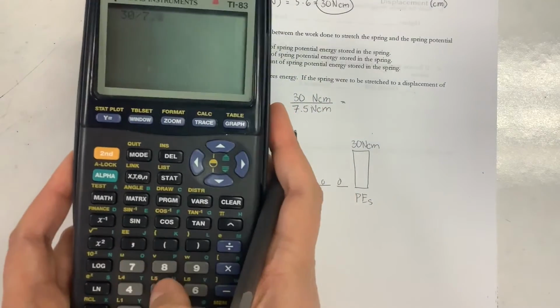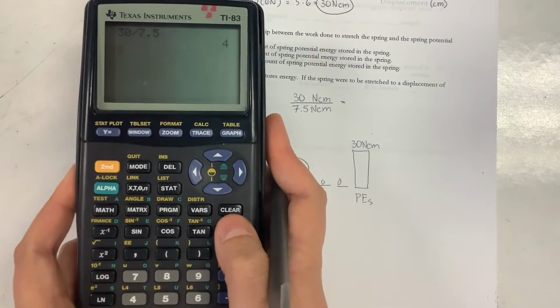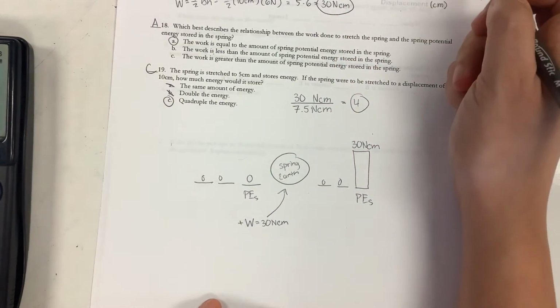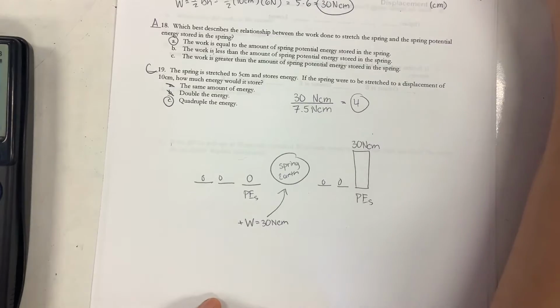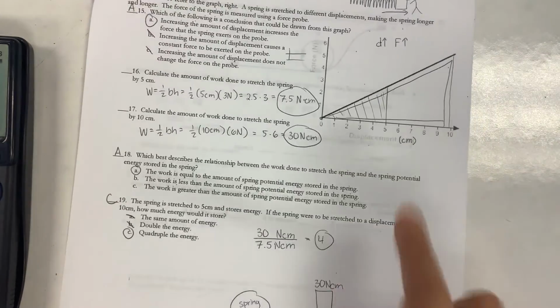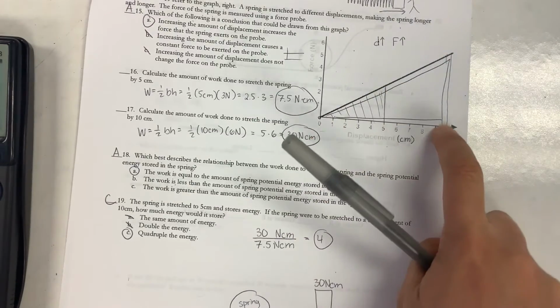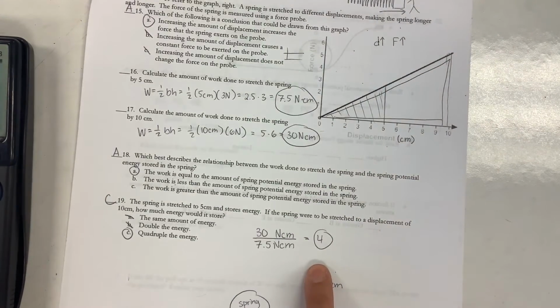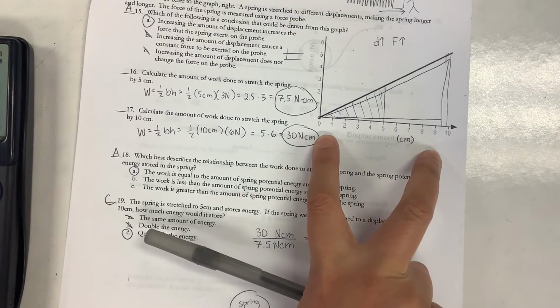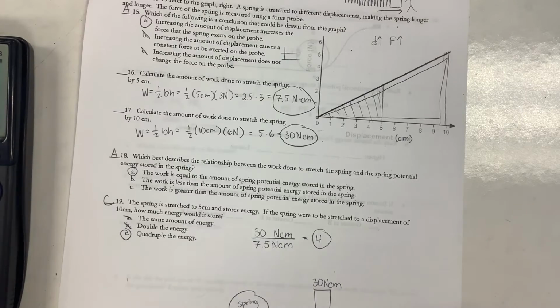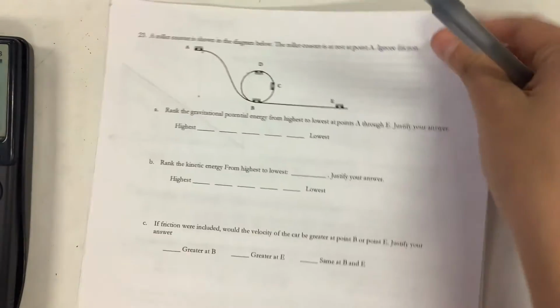If you calculate this out for me, 30 divided by 7.5 is 4. When you double the distance, you also double the force. Think of it as you double both the base and the height of this triangle. Doubling and doubling is quadrupling. So by doubling the displacement, you actually get 4 times the amount of spring potential energy. That's not a direct relationship.